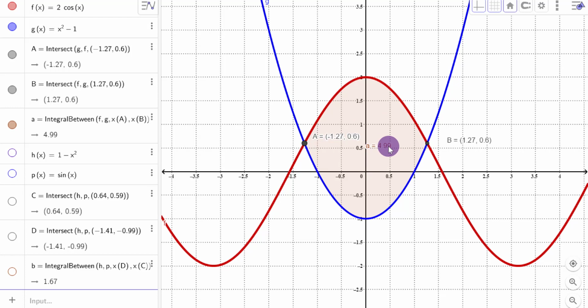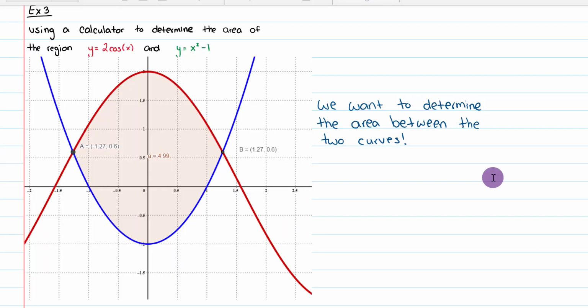And so now what I'm going to do is show you on a calculator how to do that. And so what we want to do is find the area between the curves. So the first thing we need to do is write down an integral that we're going to put into our calculator. So we want to find the integral from a to b of f of x minus g of x dx. So this is going to be the interval from a to b, and I don't know those values yet because I haven't calculated them on the calculator yet.